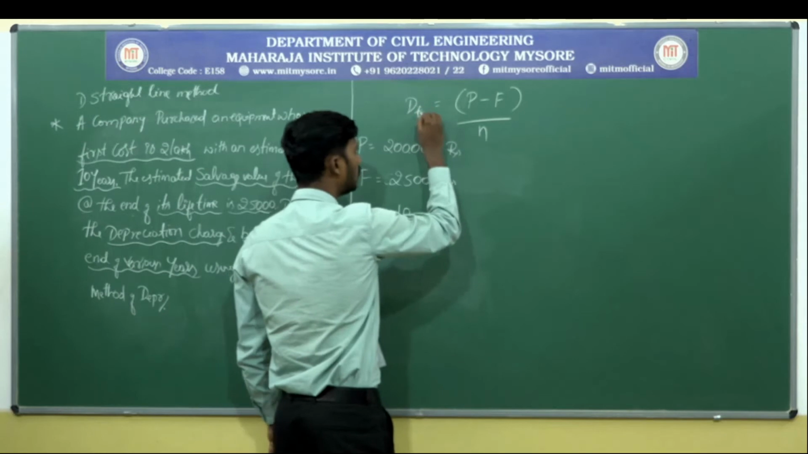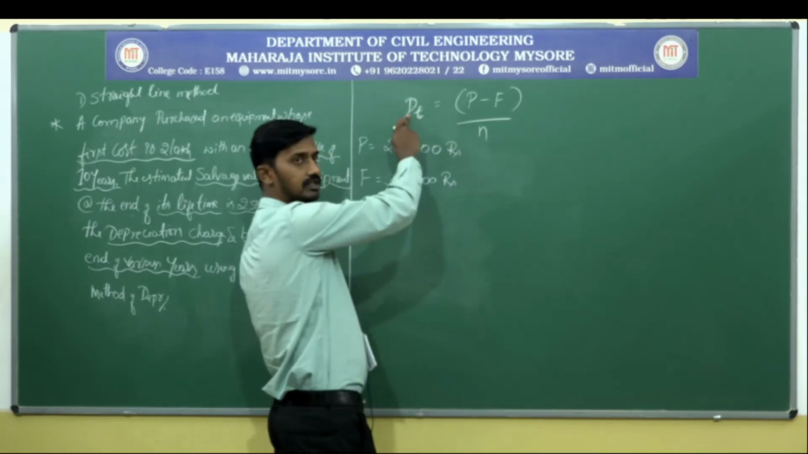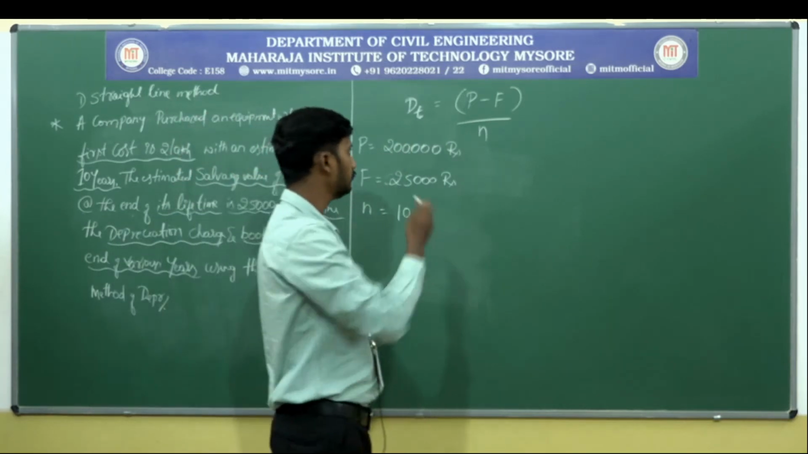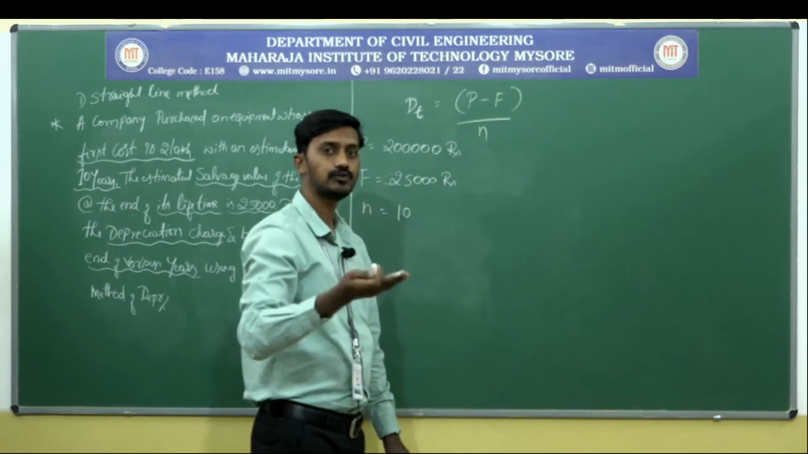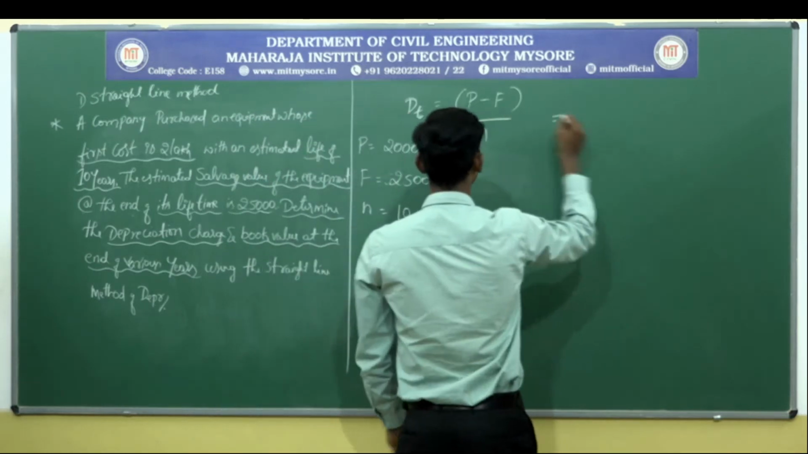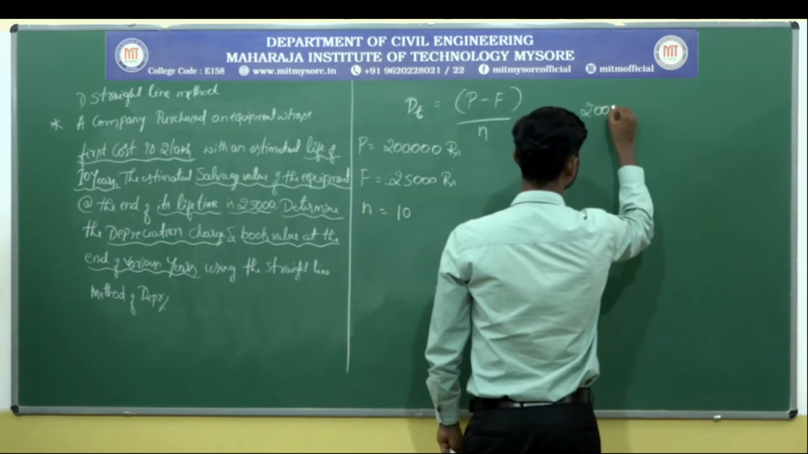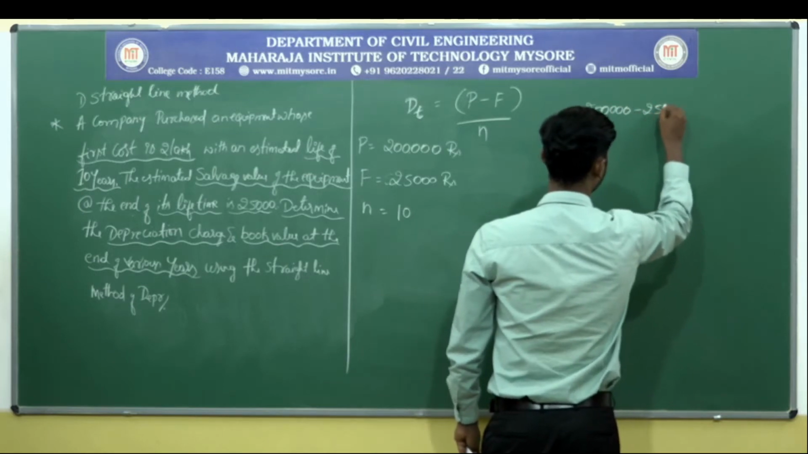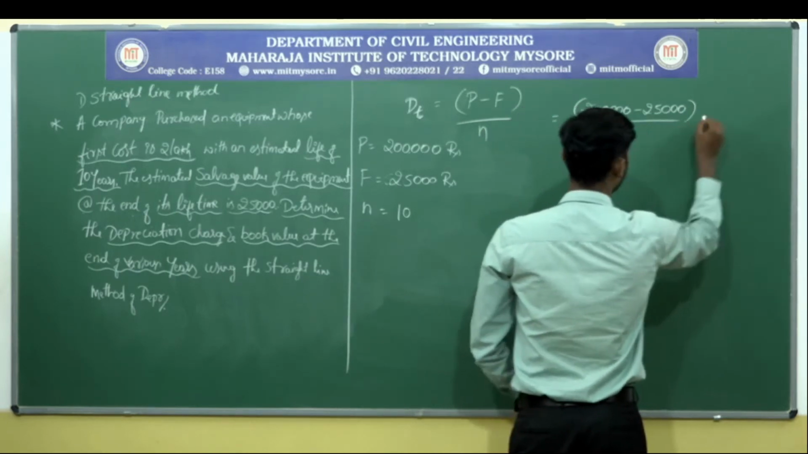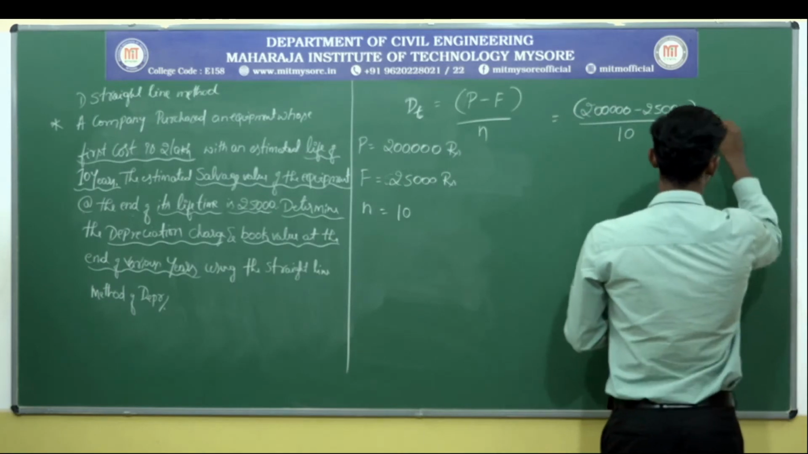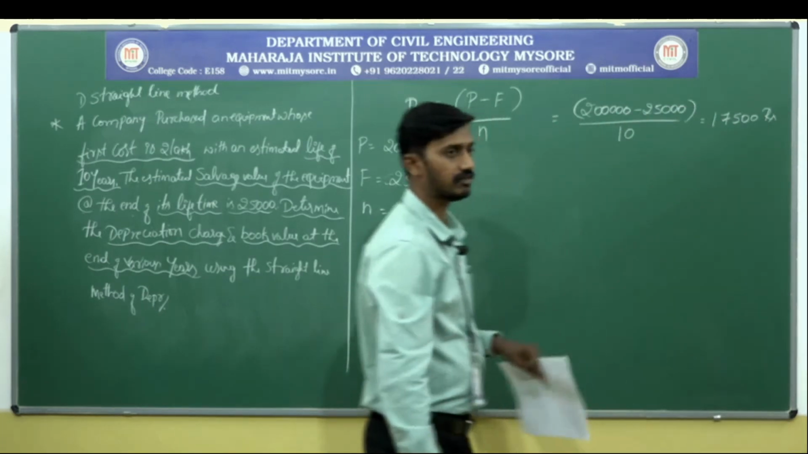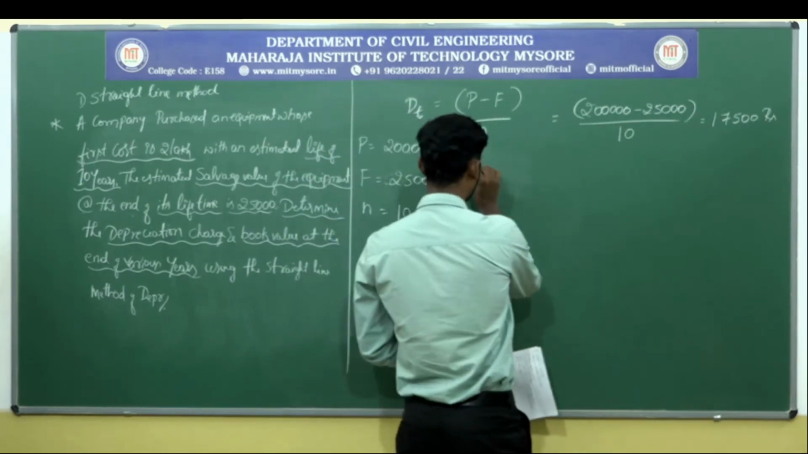What does T stand for? Here D is for depreciation. T stands for the time in terms of years. If T is equal to 1, it means at the end of 1 year, what is the depreciation rate. Now let us calculate. P is 2 lakh minus 25,000, divided by N, which is 10, which will give us 17,500 rupees. For this we need to draw a table.